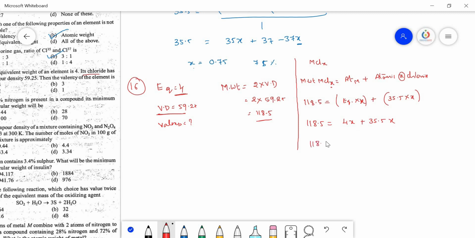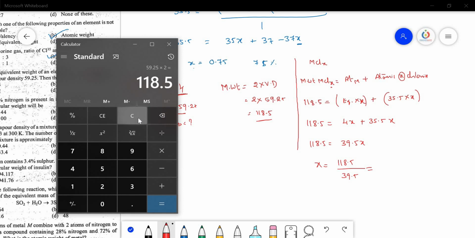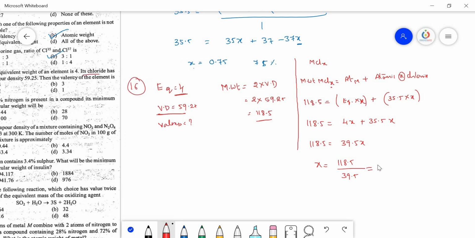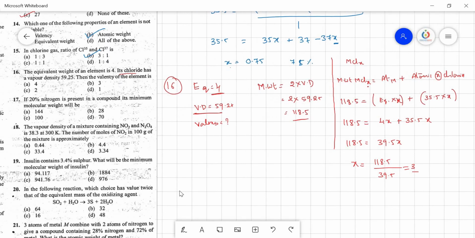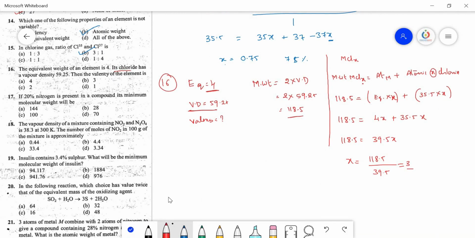So 118.5 equals 39.5x. So valency will be 118.5 divided by 39.5, so it will be 3. Valency is 3, so its charge is simply 3. So option B is correct.